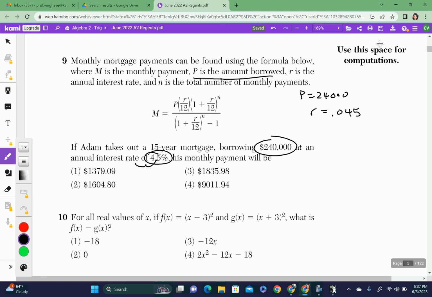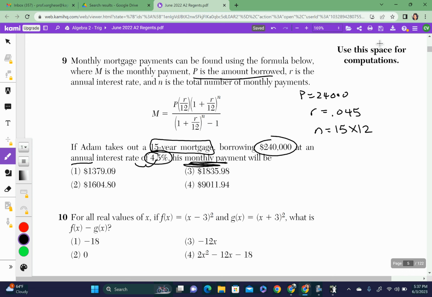And then our n, it says, let's see, 15-year mortgage. This is an annual rate, and we're looking for a monthly payment. So what you have to do for our n is it's going to equal 15, which is the number of years, times how many times it is going to get paid out. It's going to get paid out monthly, which means there are 12 months in a year. So n is equal to 15 times 12.